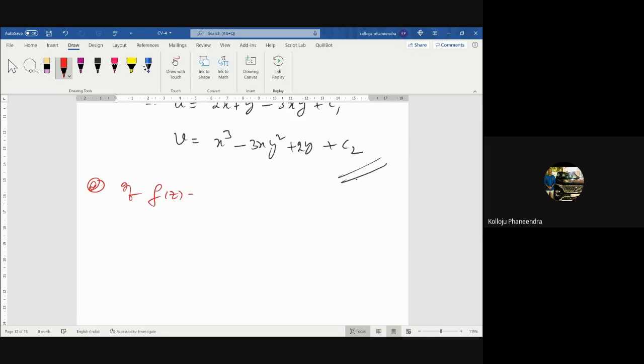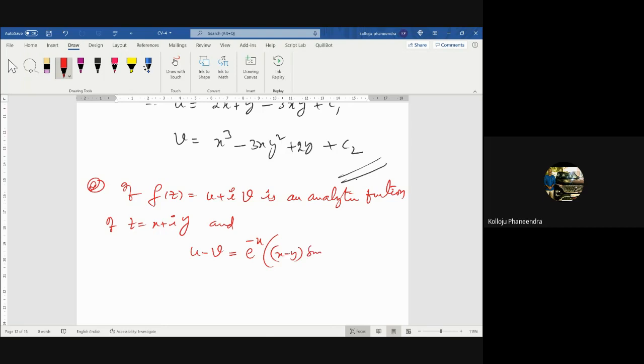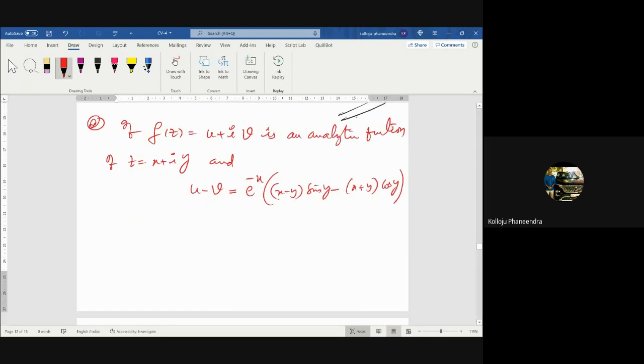If f of z equal to u plus iv is an analytic function, of z equal to x plus iy, and u minus v is given. u minus v equal to e to the power of minus x, minus y into sine y, minus x plus y into cosine y. Same question, same procedure.